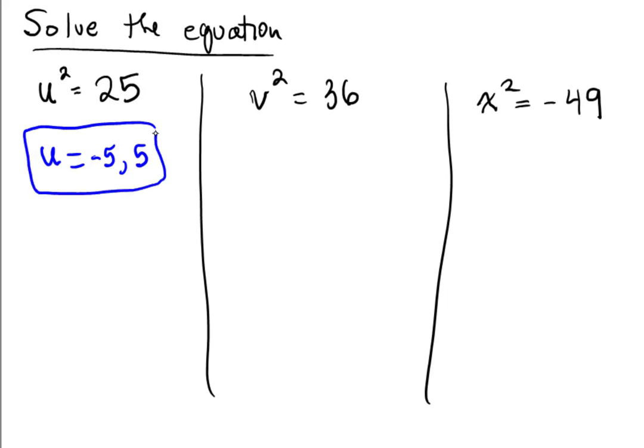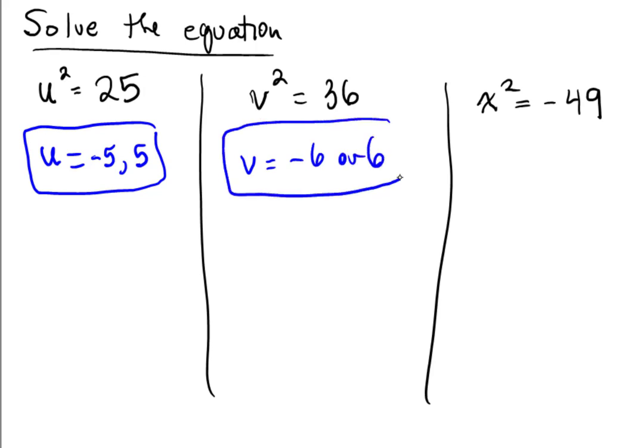Okay, going to the next one, v squared is 36. So what numbers are the square roots, in some sense, of 36? What numbers do you multiply by themselves to get 36? Well, there's two of them, right? One of them is negative 6. And what is the other one? It is 6. Okay, so now pause the video, try the last one on your own.